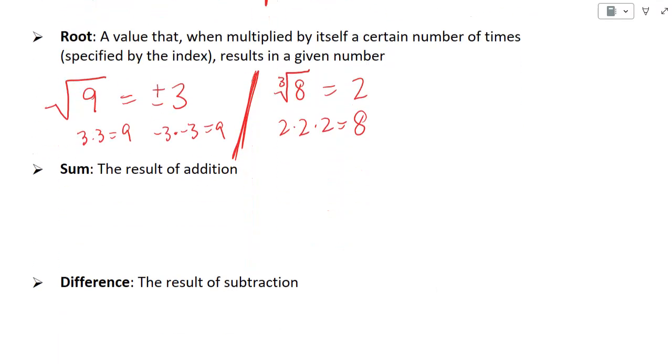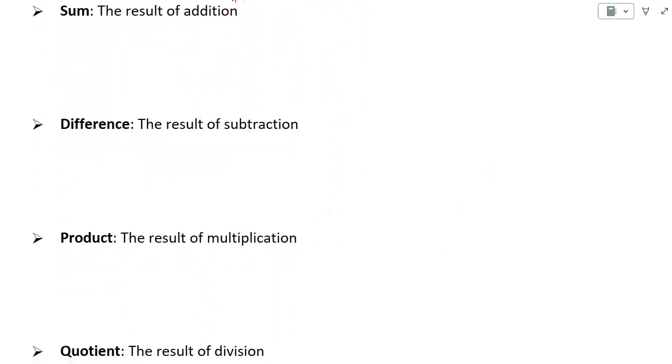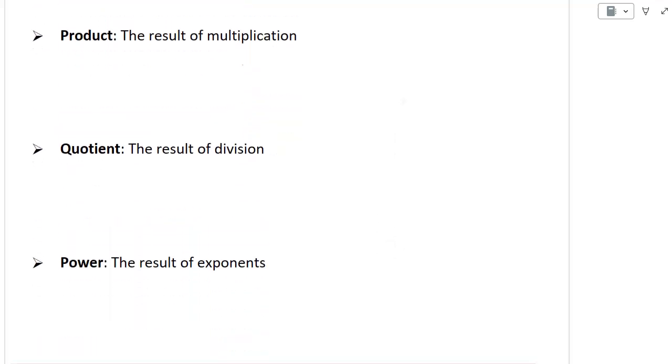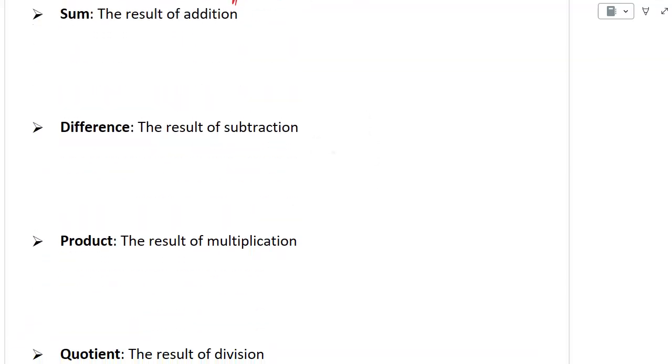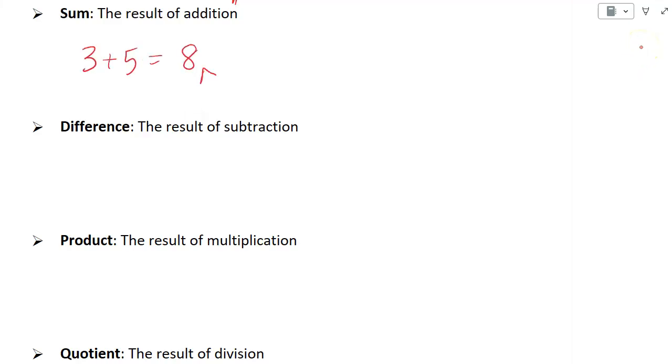Moving on. Last couple, I think, for this first part. And a lot of these have to do with the result of a certain operation. Okay, the sum is the result of addition. So I used an example 3 plus 5 earlier. 8 is the sum. Simple as that. I added some numbers together, I got 8. 8 is the sum. And the difference is the result of subtraction. So 10 minus 7 is 3. 3 is the difference. That's it.